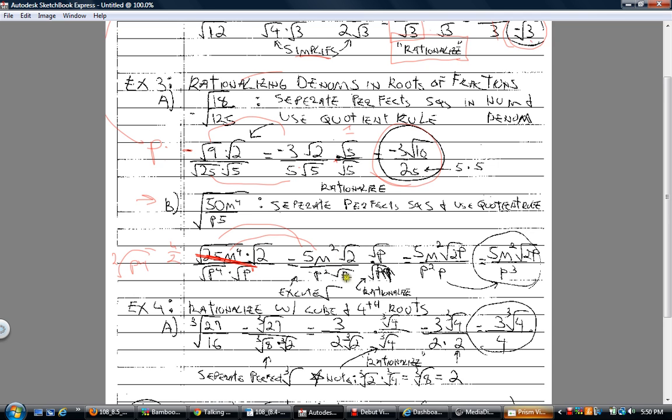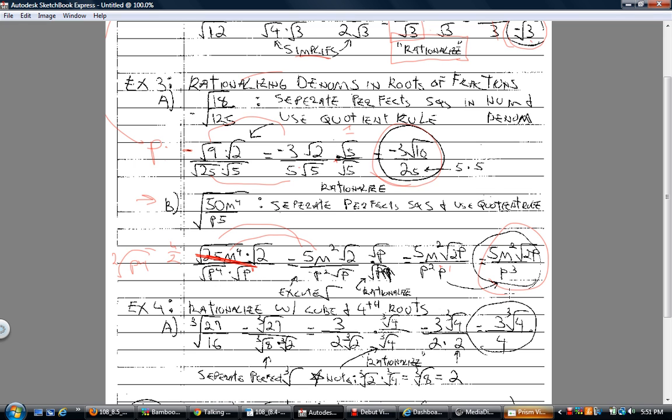Now, how do we rationalize it? What's the radical down in the denominator? Square root of p. So multiply by that and stack it. So you've got p squared, and then you've got square root of p times the square root of p, which is the square root of p squared, and that turns out to be p to the 1st. Okay, p squared times p to the 1st, multiply by the same base, add the exponents, you get p to the 3rd, and you got up top what we had left over. Nothing to simplify here. 5m squared square root of 2p. Okay, and you got it.